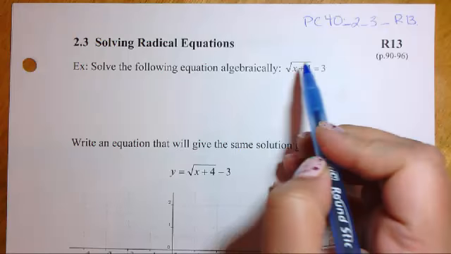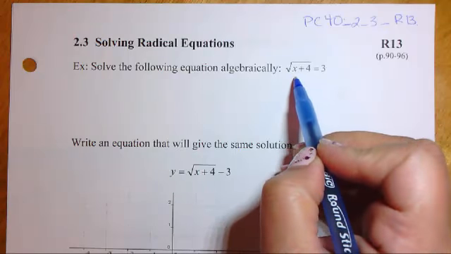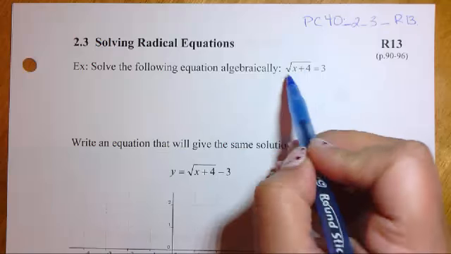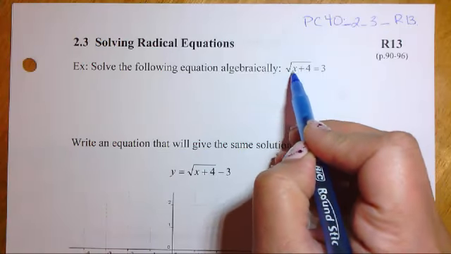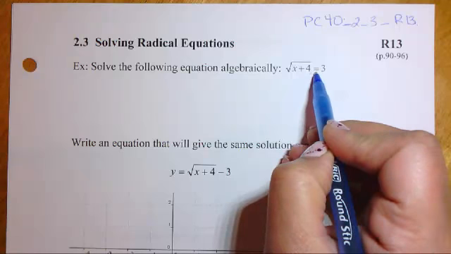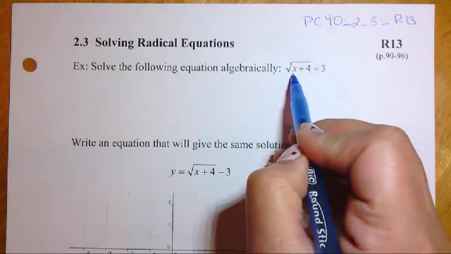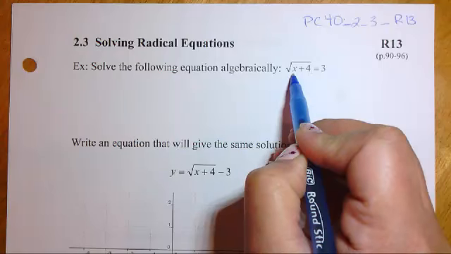following equation algebraically. So you did a little bit of this in grade 11, a bit of a different form of this. So here we've got the square root of x plus 4, and that's equal to 3. And we have to figure out what the values of x are that are going to satisfy this equation.